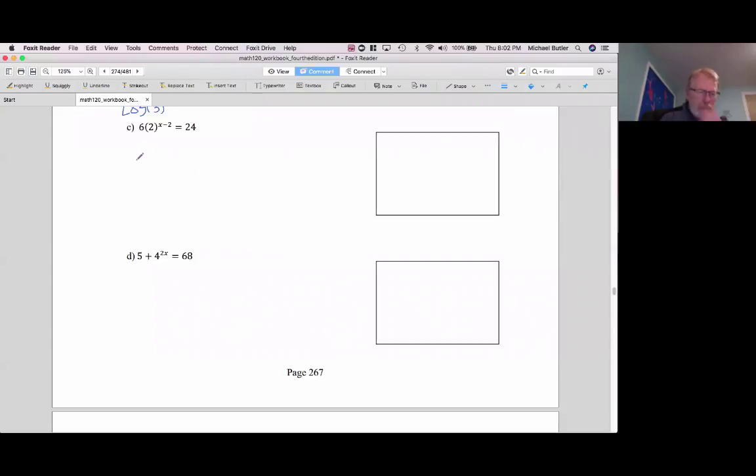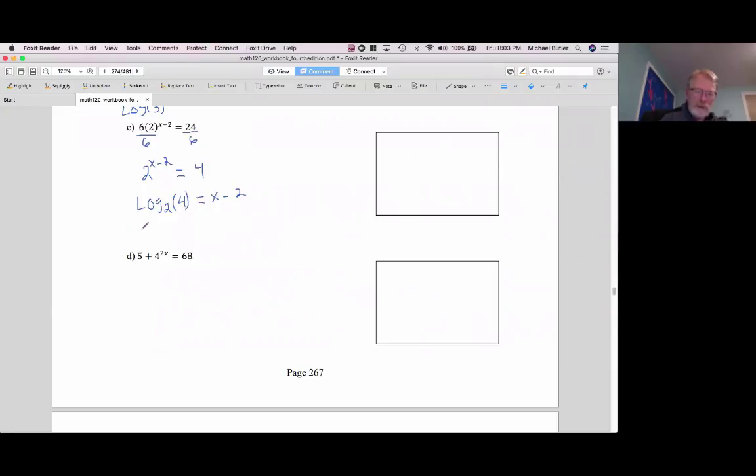And so in part C, again, we've got to solve for the exponential. So we're going to divide both sides through by 6 first off. So I'm just going to divide out the 6 from both sides, and we're going to get 2 to the x minus 2 is equal to what? 4, right? Okay, so the exponent on a 2 that gets me 4 is equal to x minus 2.